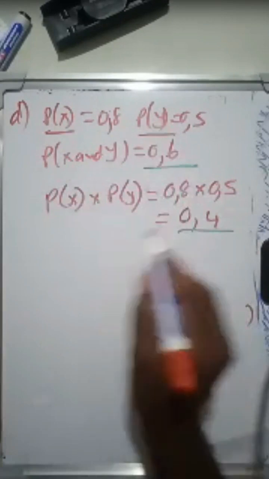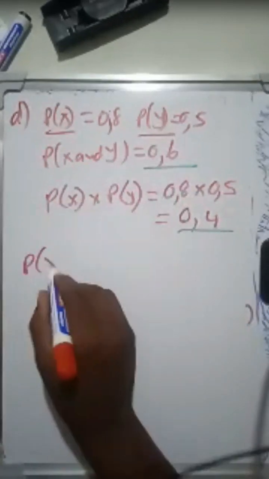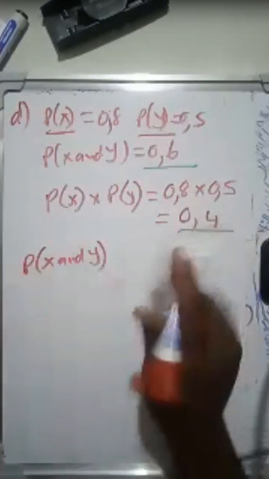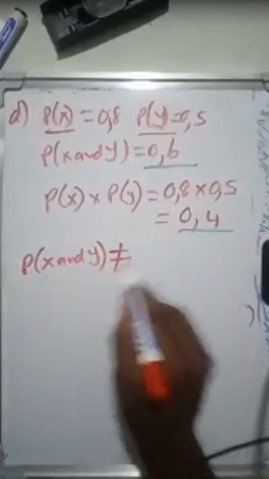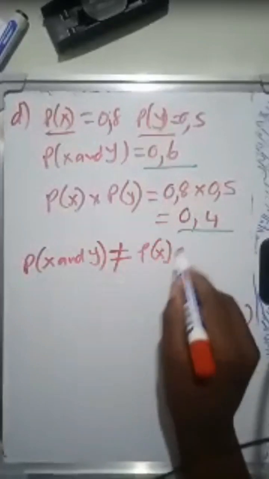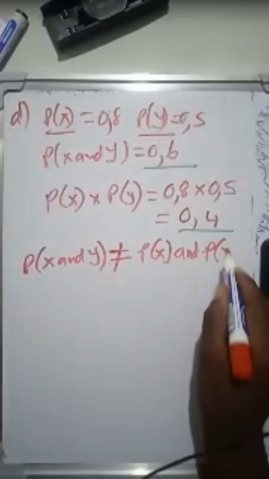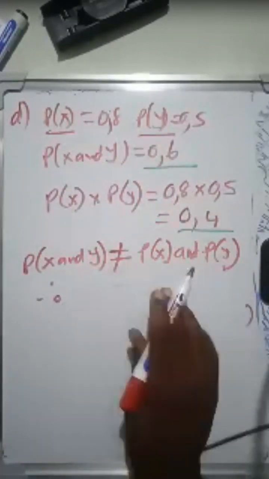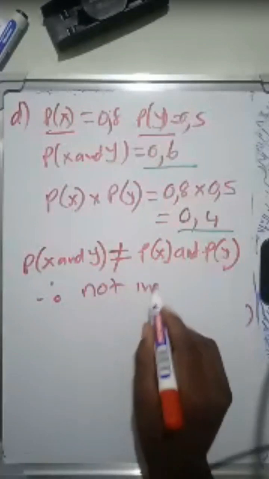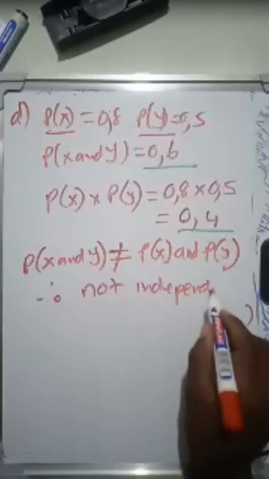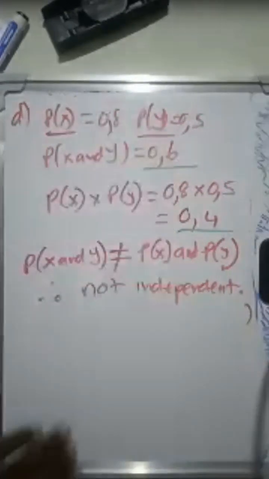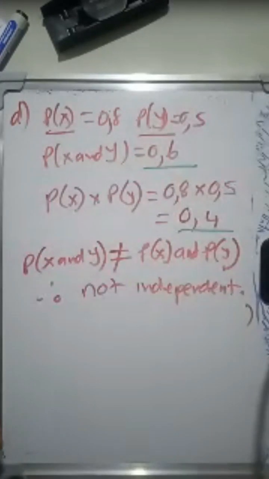Then your conclusion is going to say: is probability of X and Y equal to that? No. So you indicate it is not equal to probability of X times the probability of Y. Therefore, if they are not equal, it means they are not independent. If this one and that one are not equal, it means they are not independent. Okay? Let's check the next one.